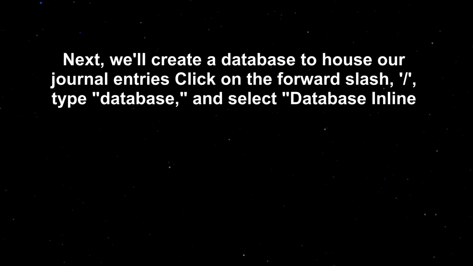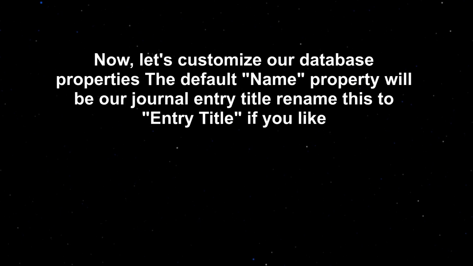Next, we'll create a database to house our journal entries. Click on the / type database and select database inline. Now, let's customize our database properties. The default name property will be our journal entry title. Rename this to entry title if you like.